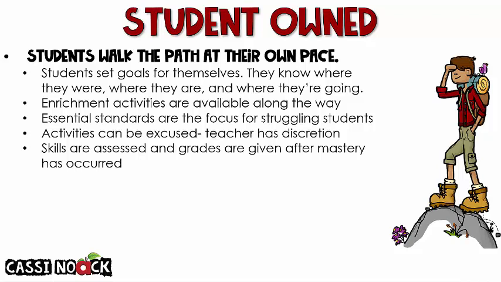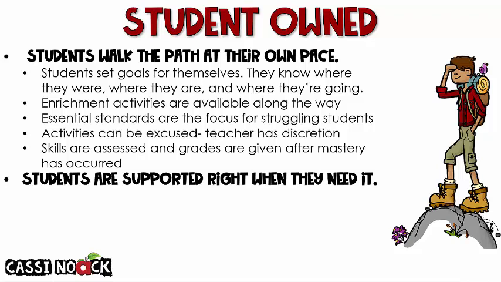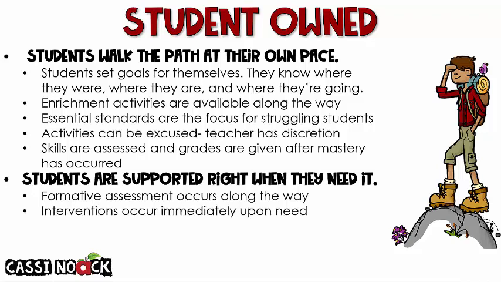And this may be that the student themselves feels like they've mastered the concepts, or this might be that the student has mastered the concepts. A learning path is also student owned in the sense that students are supported right when they need it. So there is formative assessment that occurs all along the way. All of that time that you used to spend doing whole group instruction is now going to be spent walking from student to student, looking at what they're doing, looking at their tracking sheets, seeing where they are on the learning path. When you see something that needs support, interventions happen right then and there.